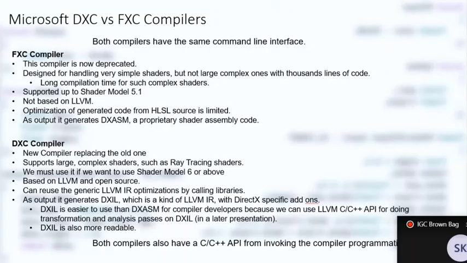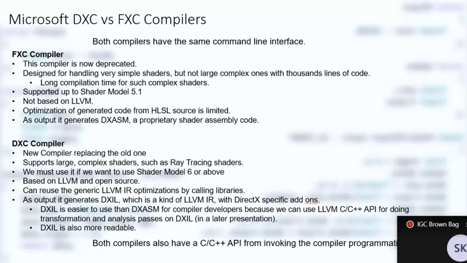The FXC compiler is supported up to shader model 5.1 only. This compiler is not based on LLVM. Optimization of generated code from HLSL source is limited, and as output it generates DXAssembly, a proprietary shader assembly code.